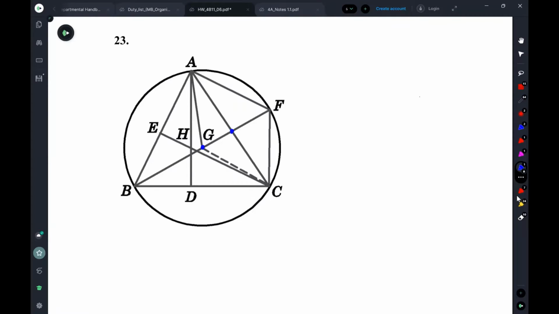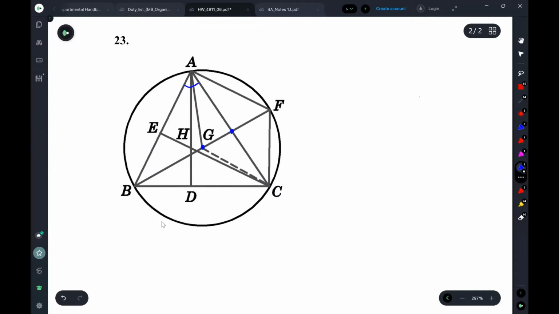Question 23. In the figure, G is the circumcenter of triangle ABC. H is the orthocenter of triangle ABC. Angle BAC is 60 degrees. And BG produced meets the circumscribed circle at F. That's the condition. So we can see that BGF is a straight line.